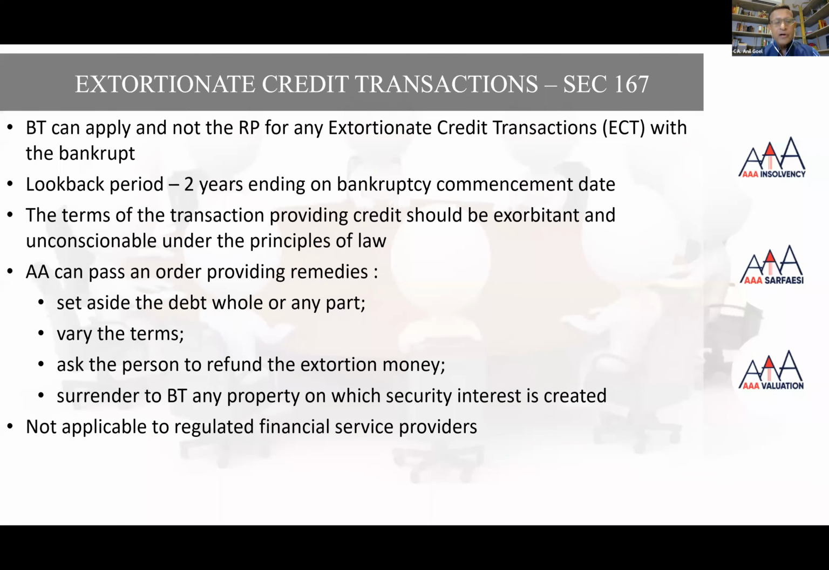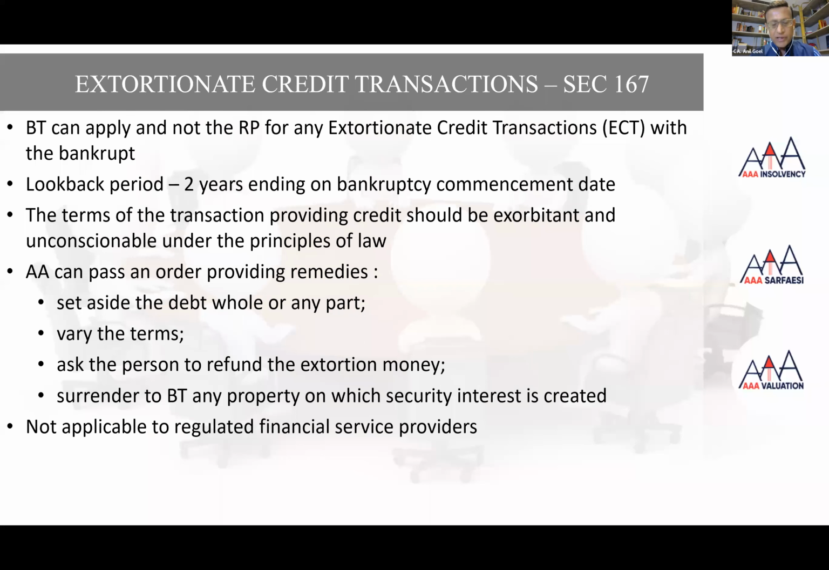In the case of CIRP, the person can also be asked to refund the extortion money. That also can be one of the orders. Another order is to surrender to the BT any property on which security interest is created, because the extortionate credit transaction can also be like this: the credit was given long back, and when the bankruptcy process was going to start, the mortgage was given on the property of the bankrupt. To my understanding, this can also be considered a preferential transaction, in case you are creating a security interest. So it also can be considered an extortionate credit transaction where the security interest is created. The adjudicating authority can say that you surrender to the BT the property on which security interest has been created.